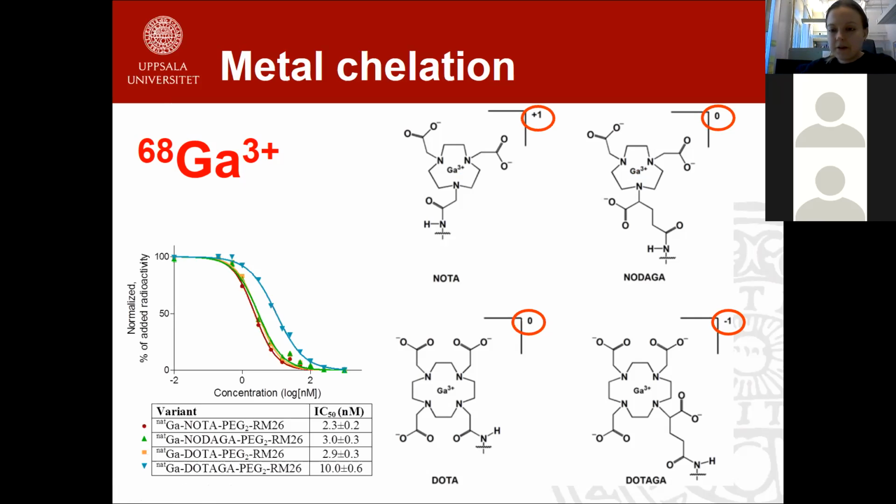And another thing that can also be affected is affinity to a target. This is just a quick example of a single molecule called RM26 that was labeled with gallium, but with different chelators. And in case of the TAGA, which had charge -1, the affinity was shifted a little bit because of the charge and the conformation of the metal chelator complex. So that can affect binding to the target.